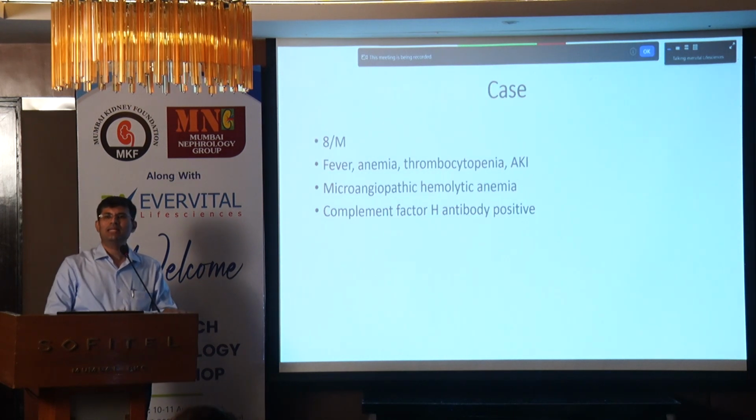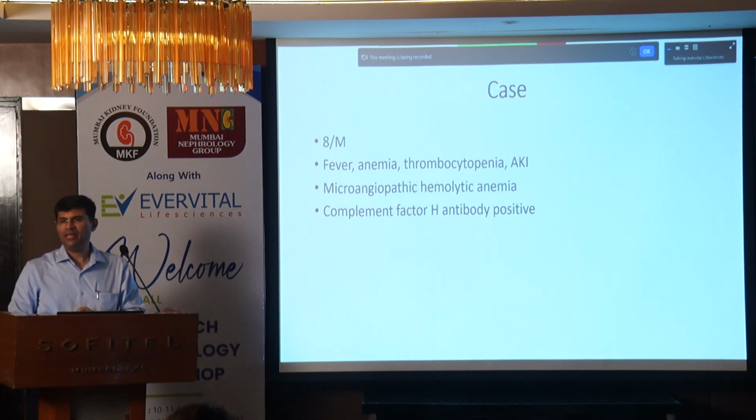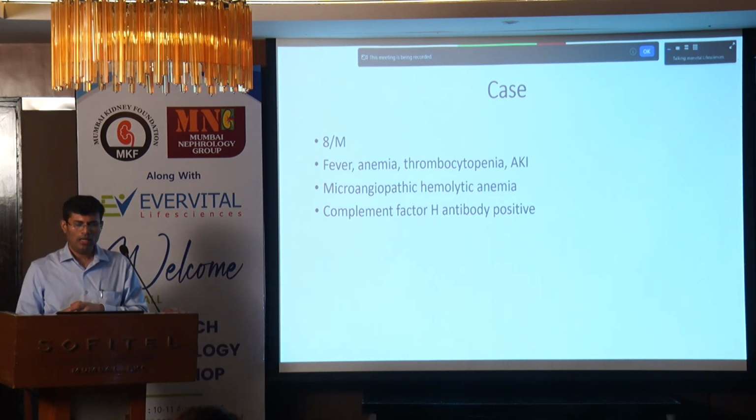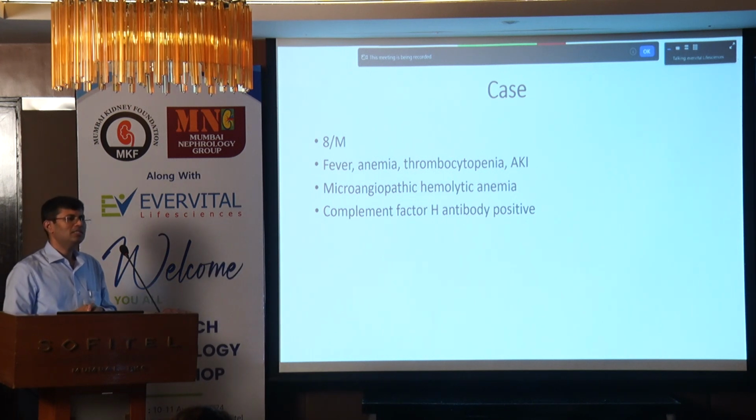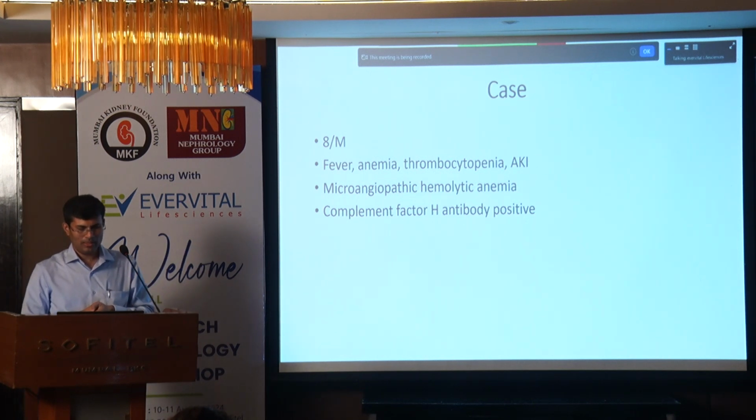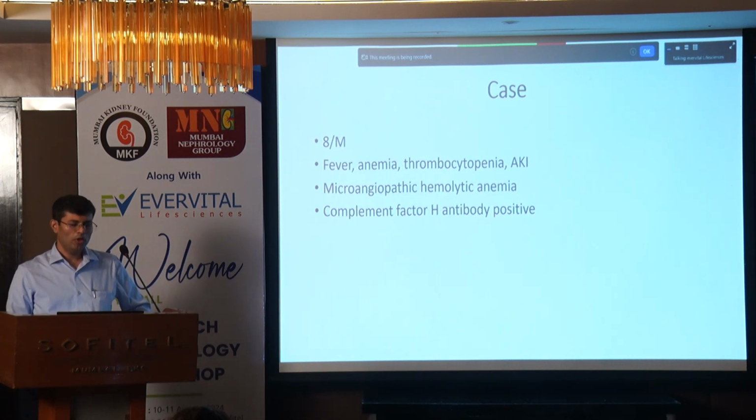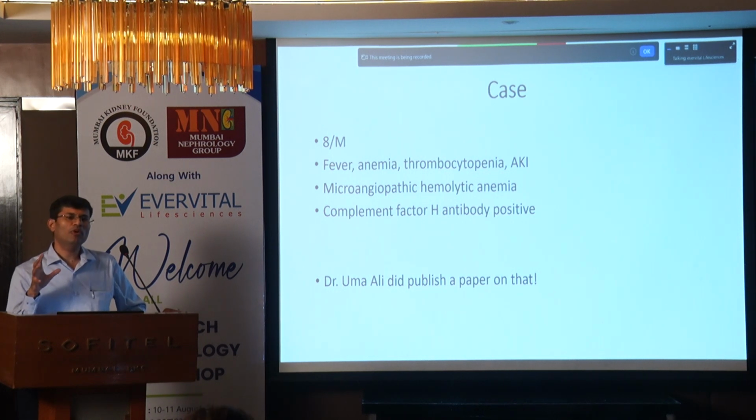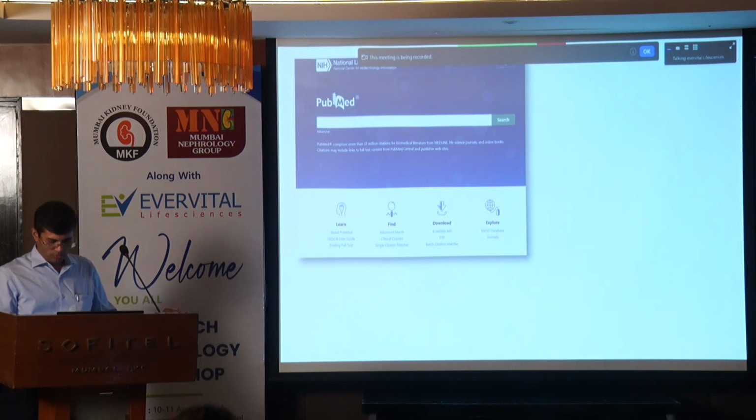Let me come to another case. This is a young boy who presents with fever, anemia, thrombocytopenia, and acute kidney injury. There is microangiopathic hemolytic anemia, and you diagnose this boy to have hemolytic uremic syndrome. You send off all the cultures, all the relevant labs, and you see that complement factor H antibody is positive. So now what to do? You vaguely remember that one of your teachers has published a paper on this, but you don't remember the exact year or which journal. So PubMed has a way to find that.